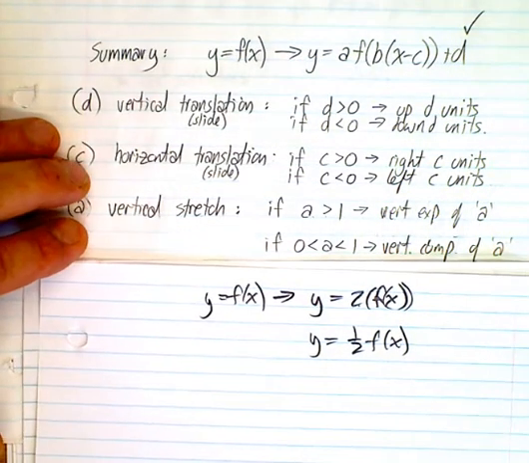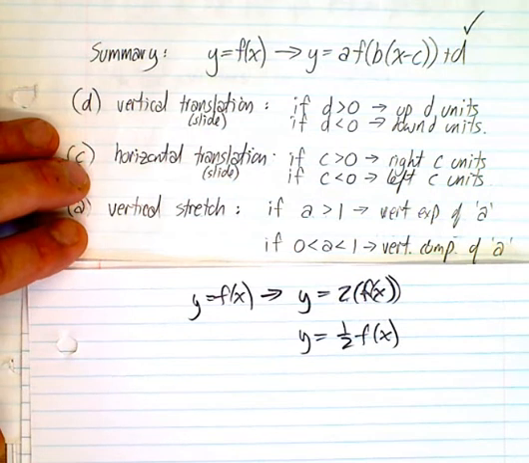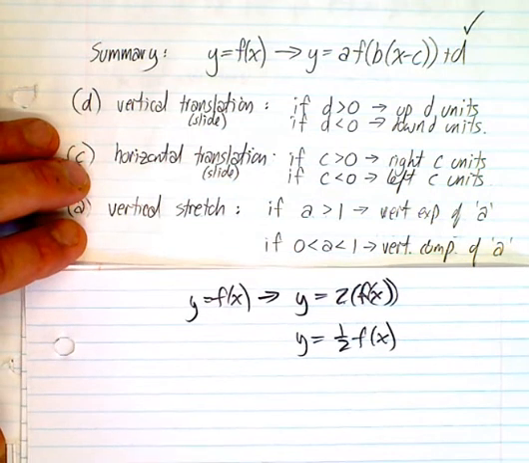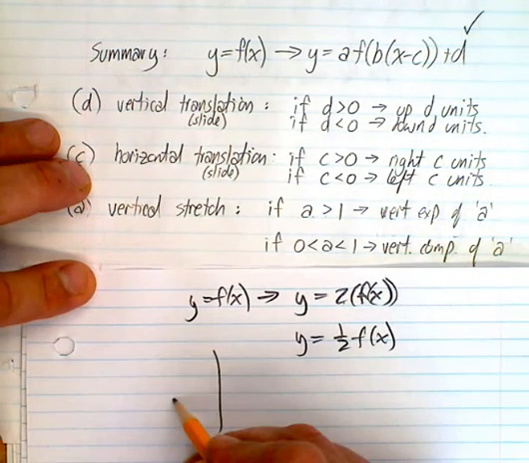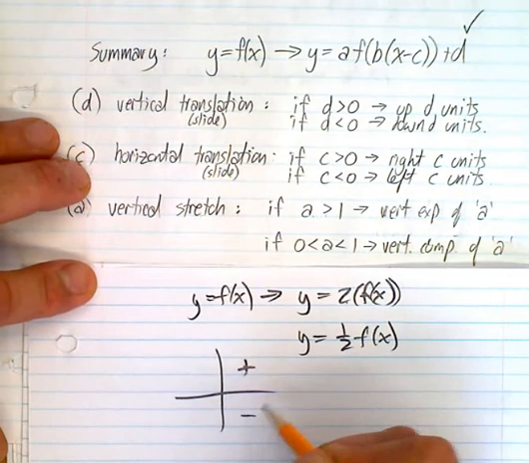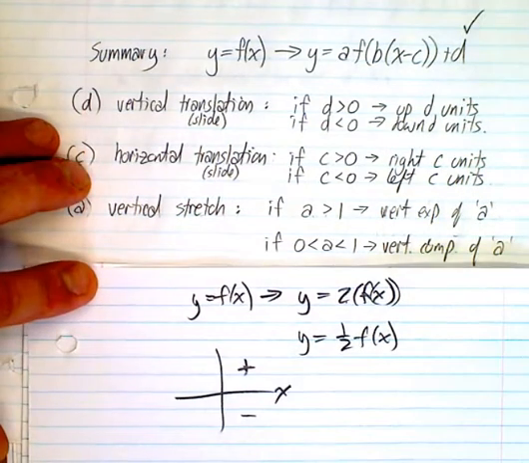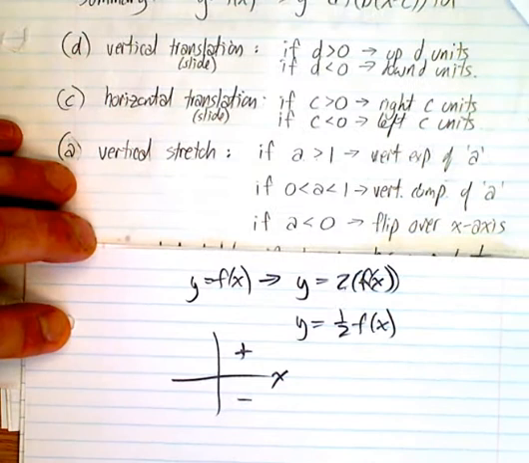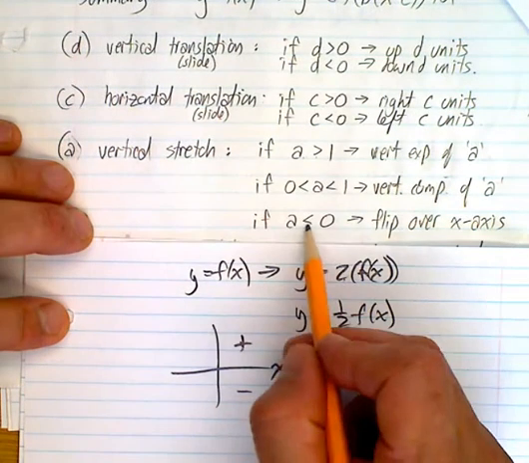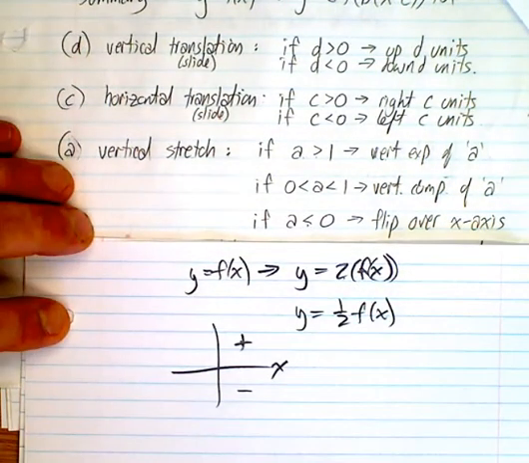Now, the other thing that can happen here, what happens if your a value is negative? That means that all your y values go from being positive to being negative. That means that they flip over the x-axis. So if your a value is negative, it flips over the x-axis.